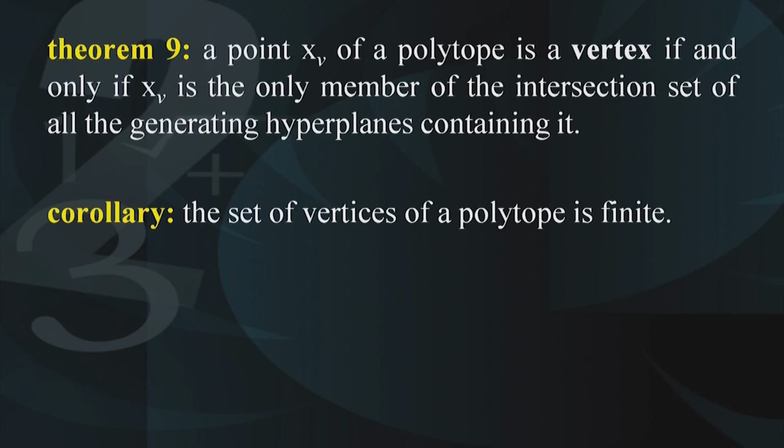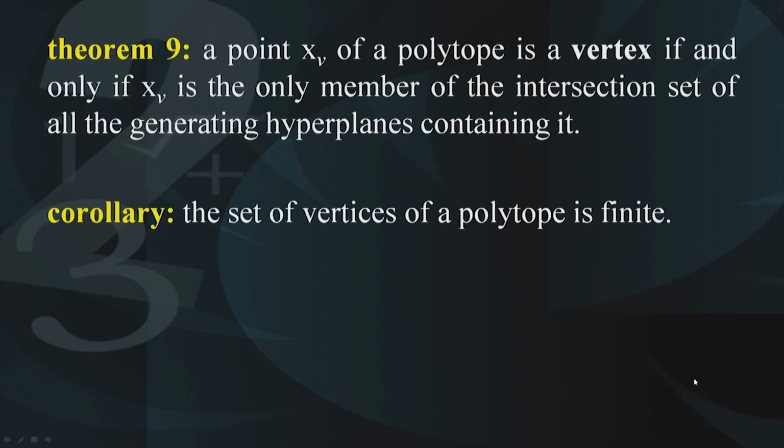Theorem 9: A point xv of a polytope is a vertex if and only if this point xv is the only member of the intersection set of all generating hyperplanes containing it. So, this is intuitive, that is the way the vertex is defined. Corollary: the set of vertices of a polytope is finite. As an exercise you can try to prove this statement.